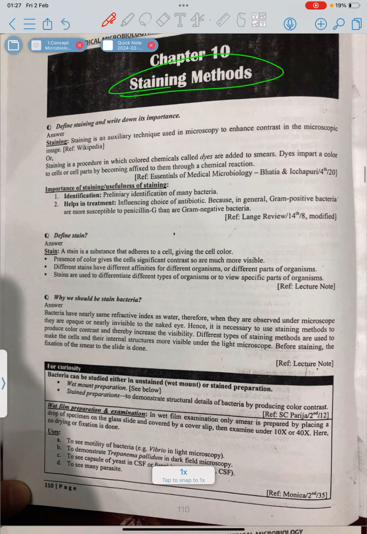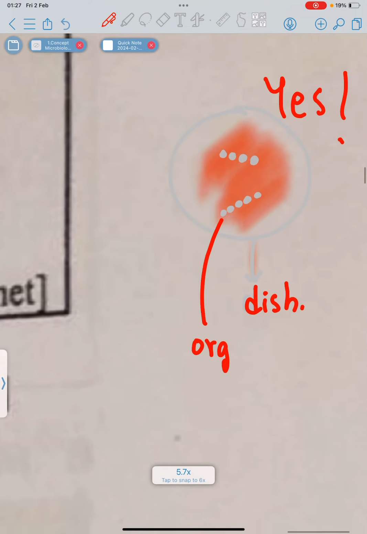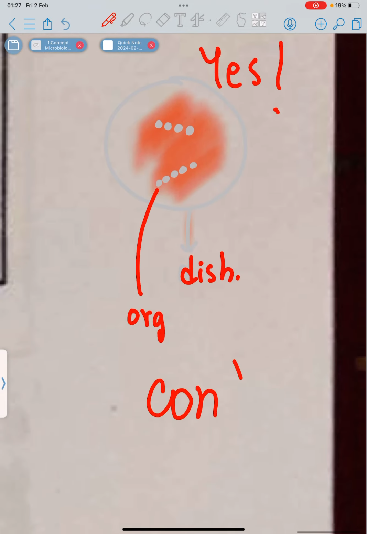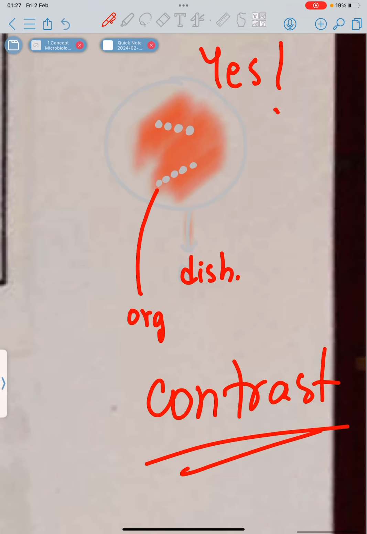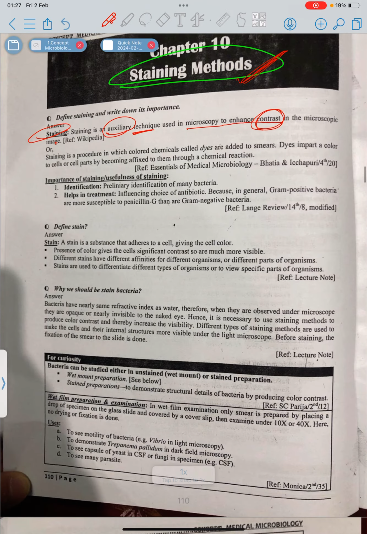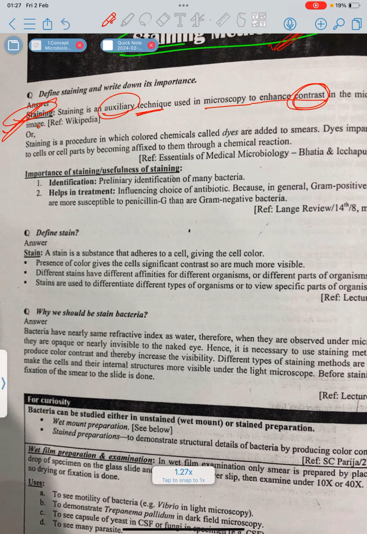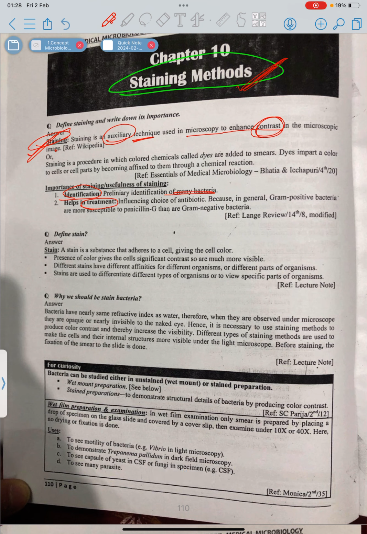So let's start the staining methods. Number one, what is staining? It is an auxiliary technique used in microscopy to enhance contrast. I already mentioned it, right? So to enhance contrast, we use staining. Staining helps in identification of any bacteria. It helps in starting the treatment. For example, gram positive bacteria are susceptible to penicillin G than gram negative bacteria.